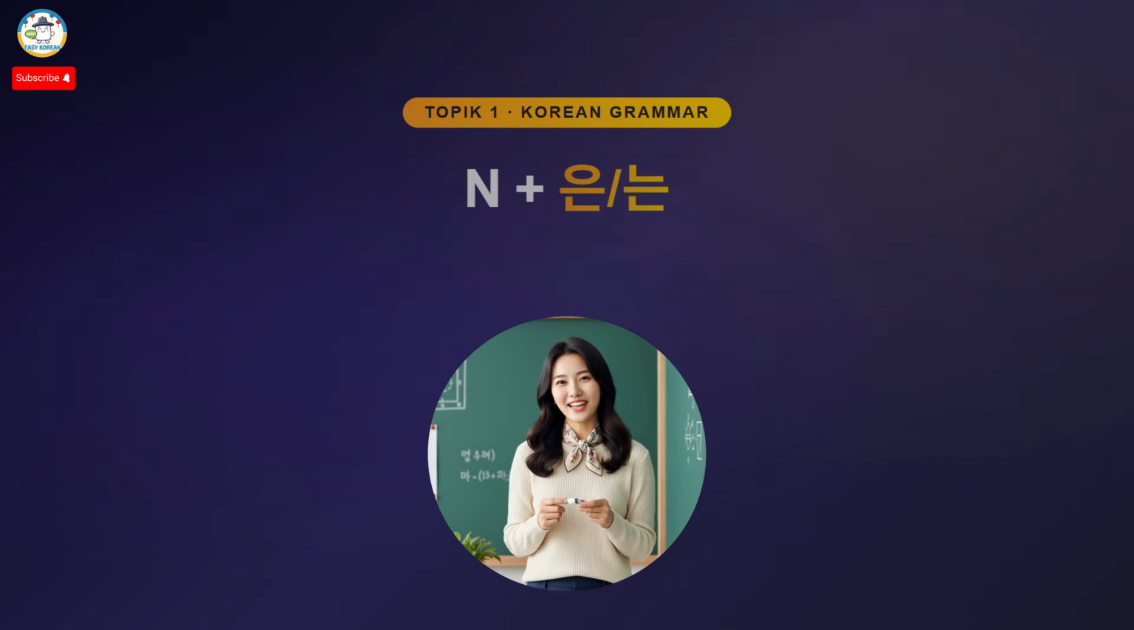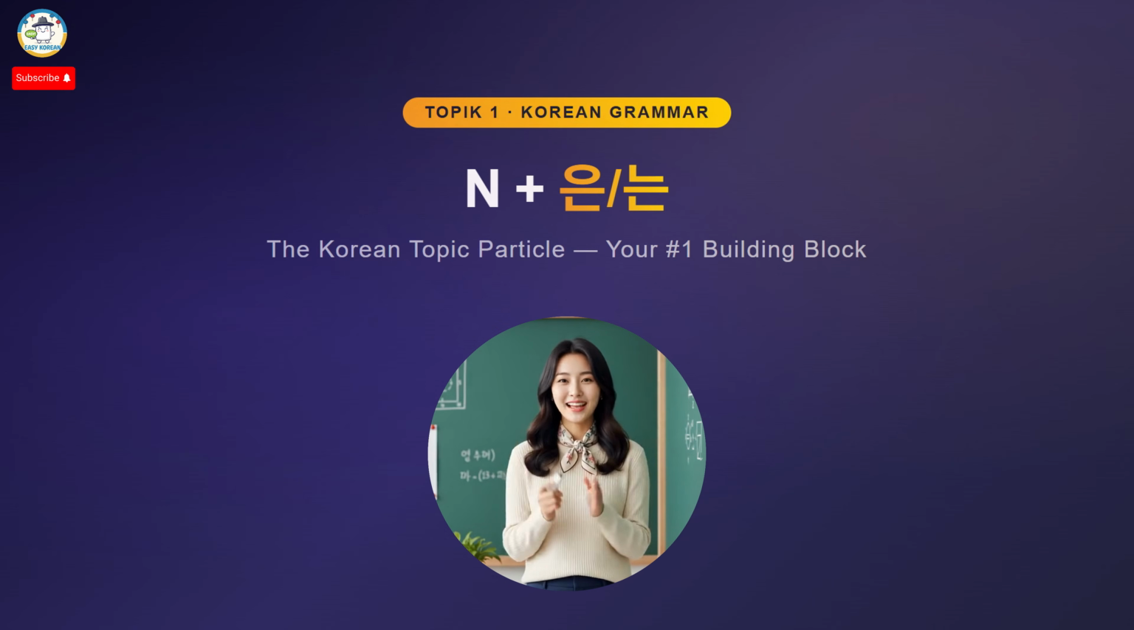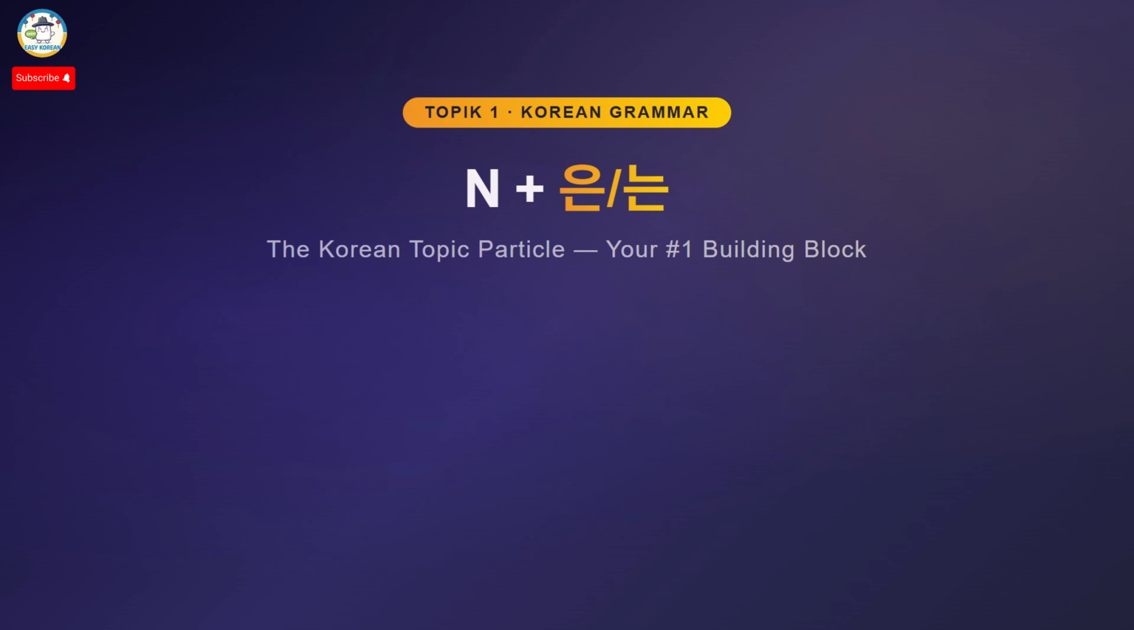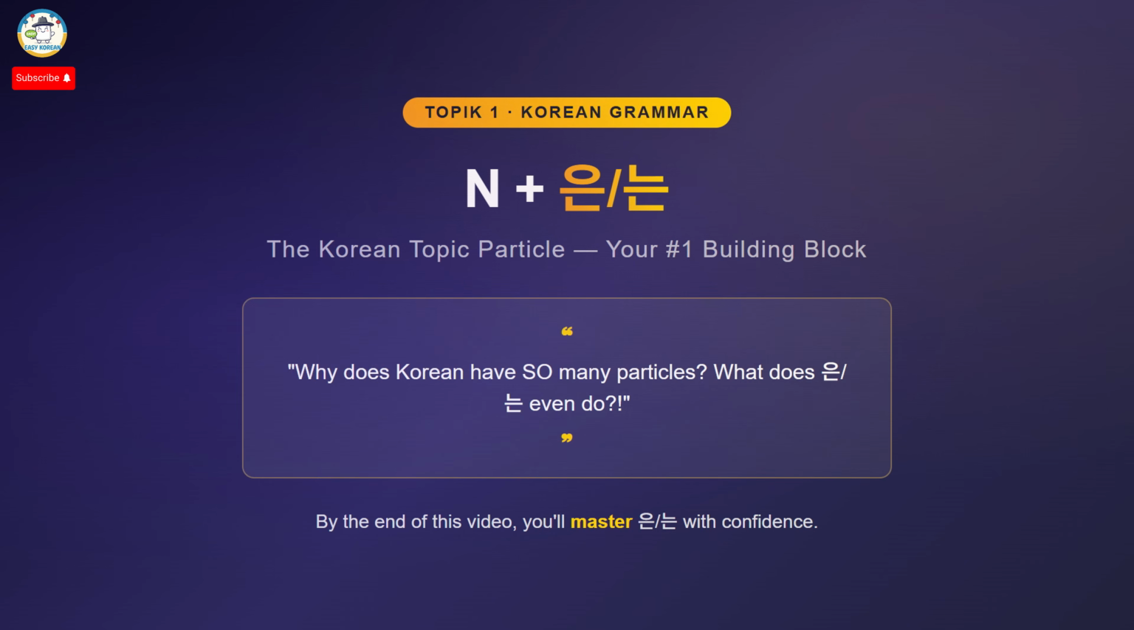Have you ever stared at a Korean sentence and wondered, why are there so many tiny words glued to the nouns? If you've ever felt confused by particles, you're not alone. Today, we're tackling the most fundamental particle in the entire Korean language, un and neun. Sound relatable? By the end of this lesson, you'll know exactly when and how to use un, neun, and you'll be building real Korean sentences with confidence.